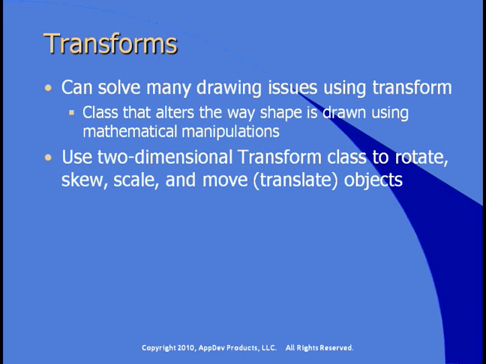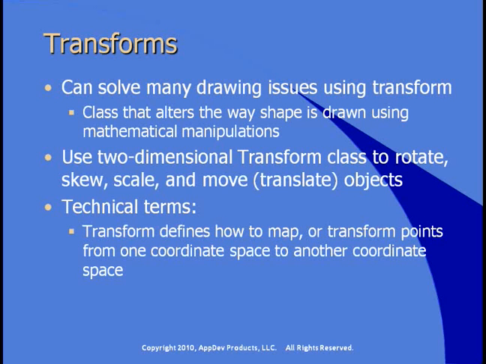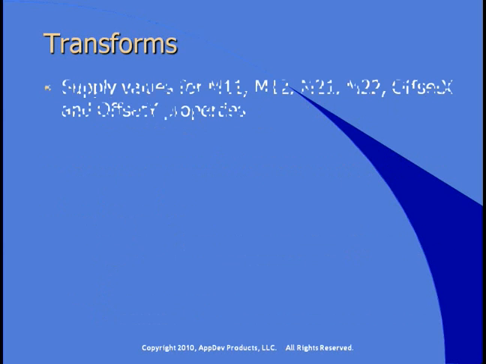You'll use the two-dimensional transform class to rotate, skew, scale, and move or translate objects. In technical terms, the transform defines how to map or transform points from one coordinate space to another coordinate space. And you'll always be working with a transformation matrix, which is the System.Windows.Media.Matrix, which defines the behavior of that transform. We'll talk about the matrix now, but manage to never think about it again once we look at the higher level methods that make this easy.